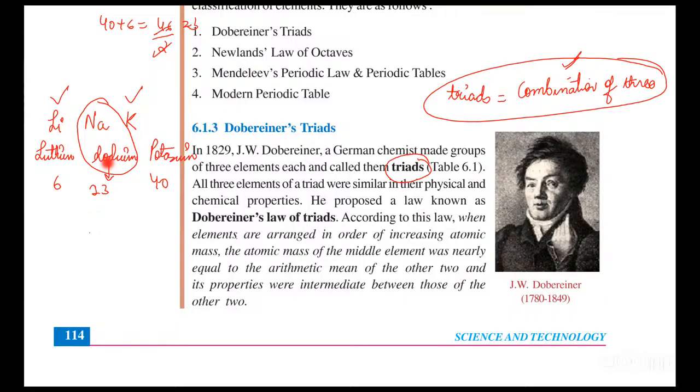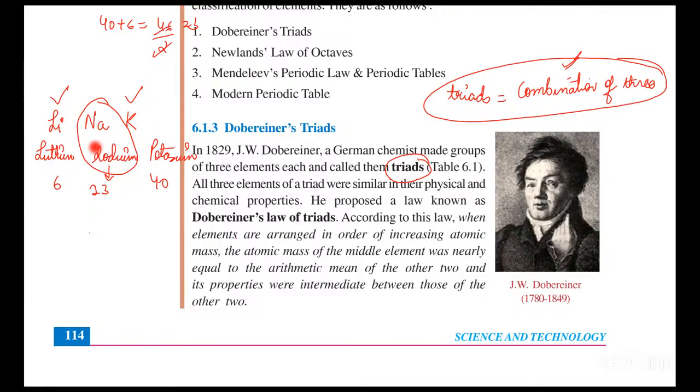So Döbereiner's triad says the average of the first and the last one is equal to the middle one. And even in the properties, whatever the lithium has, whatever the potassium has, their average property will be what the sodium has. Did you understand what I'm trying to say? So the average of the lithium and potassium properties, the sodium has, no? Yes, this is called Döbereiner's triads.